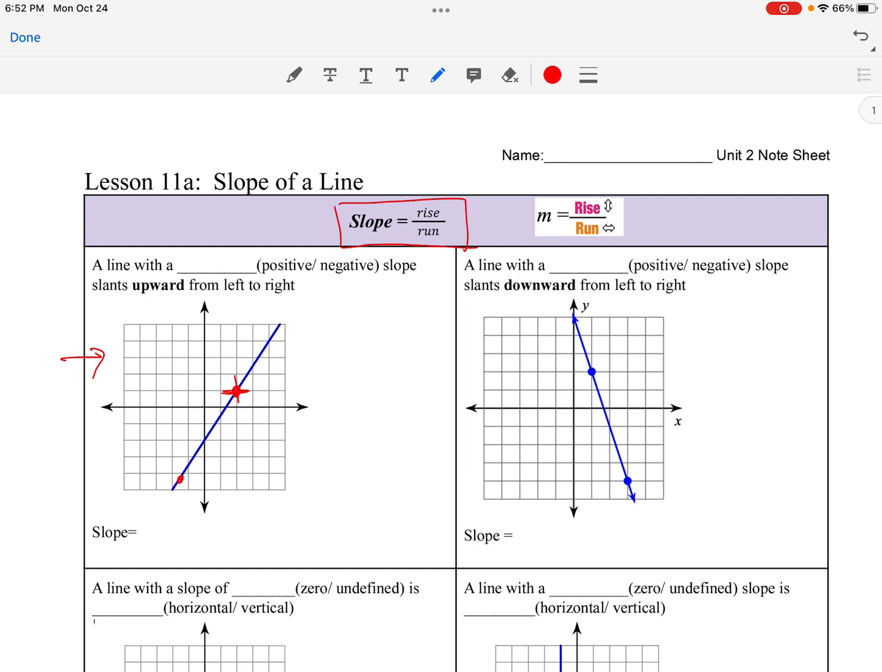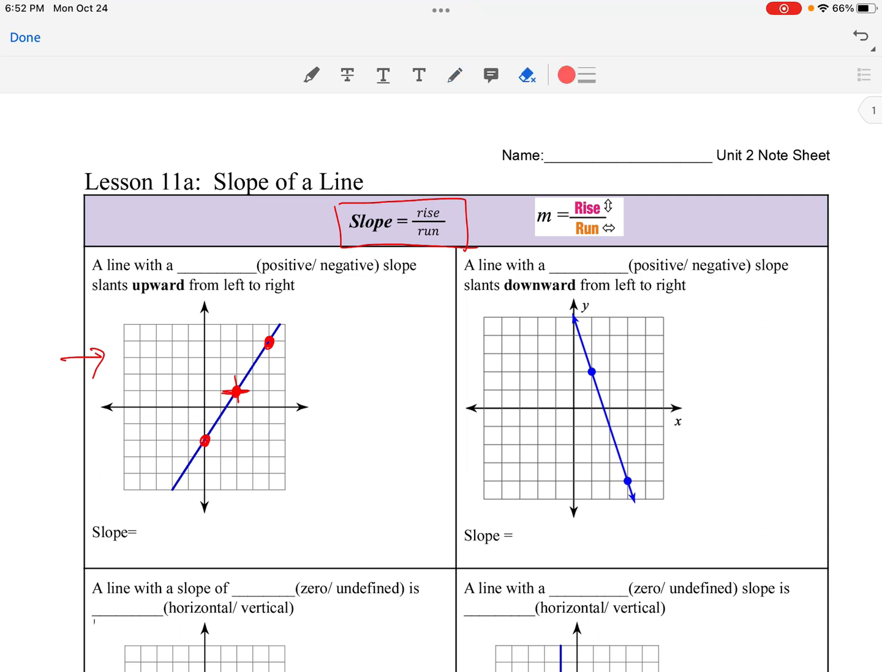This is on the line, but would not be a good point to choose because it's hard to tell exactly what those coordinates are. So I'm not going to choose that point. Another point that would be good would be this one perhaps, or this one. Those both cross exact cross hatches in the graph. So what we're going to do is figure out from one point to the other, how much do we have to rise and how much do we have to run?